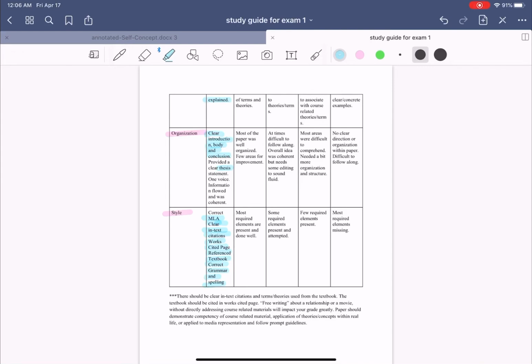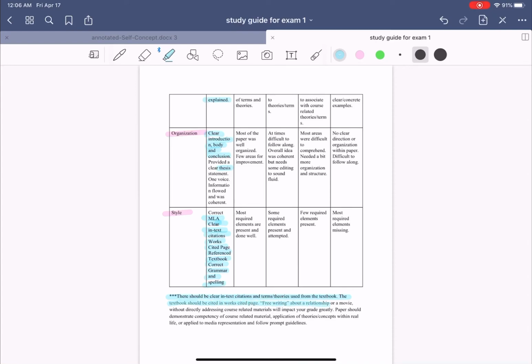And remember, this is a communication class. It's not just about public speaking. It's not just about talking one-on-one with one or two other people, but it's also in written form. Are you clearly relaying your message to me? Do I understand what you're saying? And that goes back to style. So there should be clear in-text citations and terms and theories from the textbook. The textbook should be cited in the works cited page.